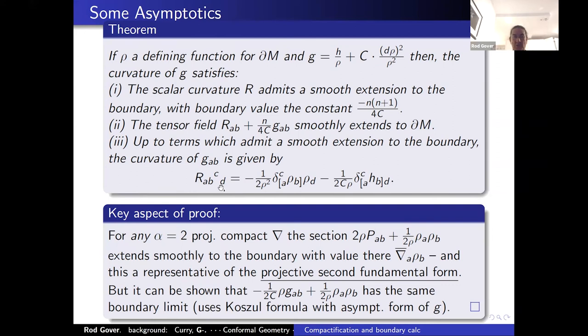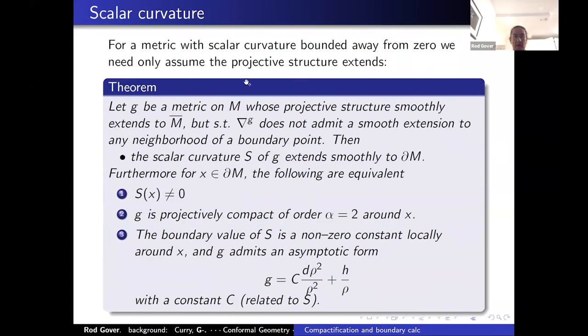Again, I'm going to skip most of the proof. I will say perhaps something about the scalar curvature, because there's an interesting result. Suppose you have a metric on the interior of a manifold with boundary, and it has the property that its scalar curvature is nowhere zero and bounded away from zero as you go to the boundary, and the projective structure extends to the boundary. Then the metric has to be projectively compact of order two. So that's forced. And the scalar curvature extends to the boundary, and because it's bounded away from zero, it'll be non-zero there, and so on.